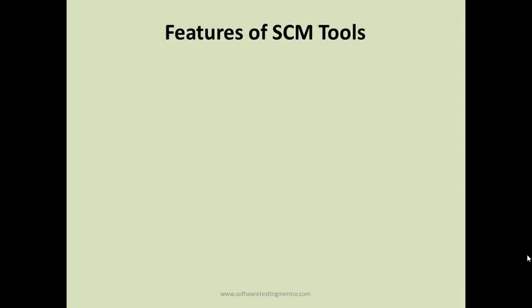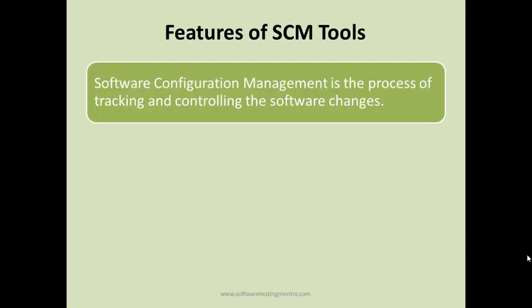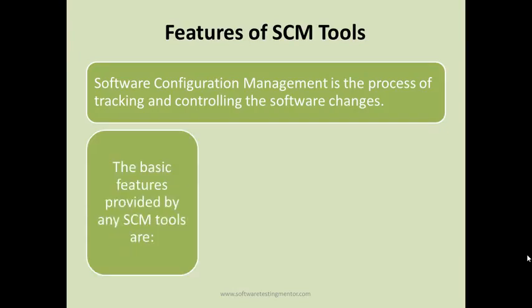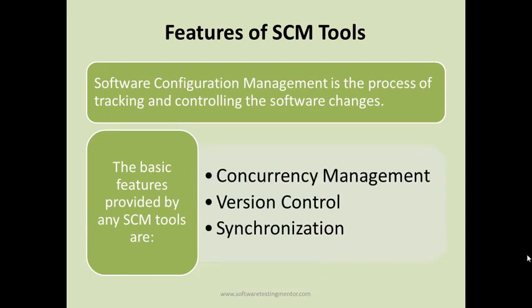So what are the features of software configuration management tools? Software configuration management is the process of tracking and controlling the software changes. The basic features provided by any software configuration management tool are concurrency management, version control, and synchronization. These are very basic features that any software configuration management tool you can think of will provide.